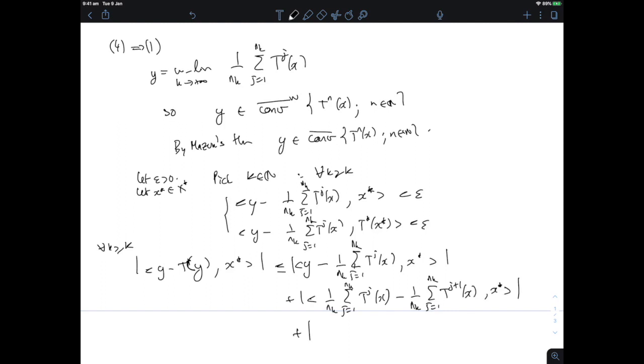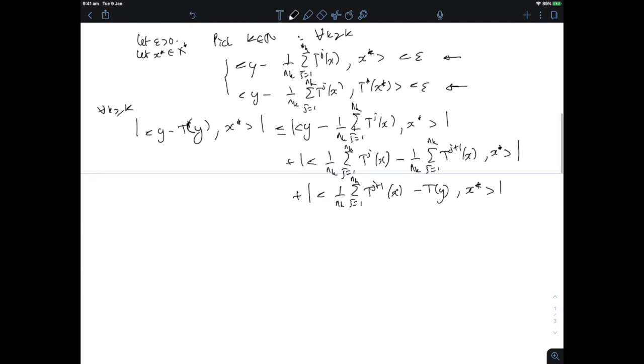And then I also have this term, t^j plus (1 minus t) of y, tested on x star. Now, on that last term, I can bring a t to the x star, and I can use the condition here. And on the first term, I can use the condition there. So the first term is controlled by epsilon, the third term is controlled by epsilon, and I'm left with the middle term. But in the middle term, I have a lot of cancellation, because I could rewrite that sum as a sum starting at 2 and going to n_k plus 1.